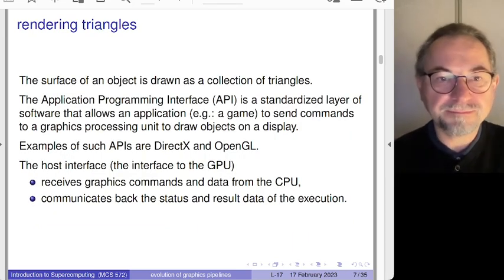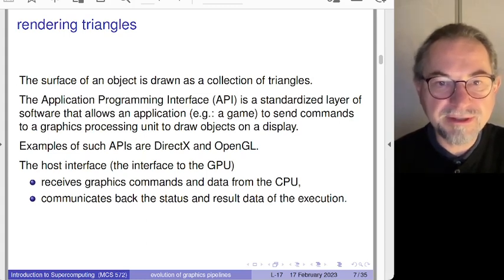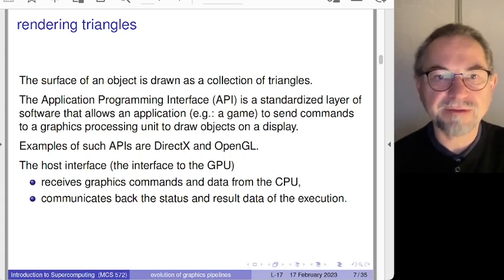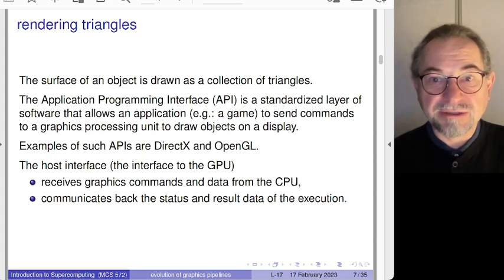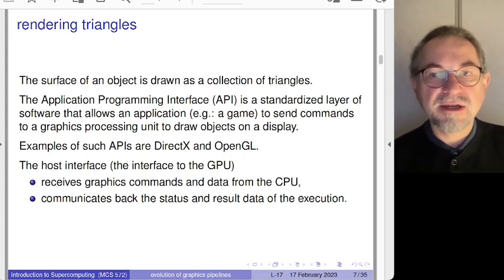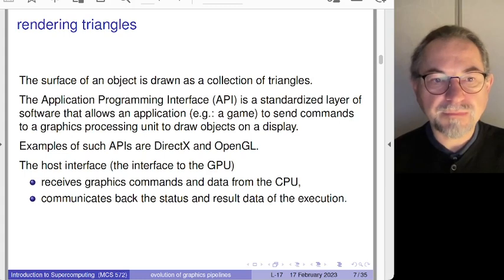Okay, here is the now part for the graphics part. So every image actually consists of triangles. So there are application interfaces that allow for an application to send high-level commands to the GPU.